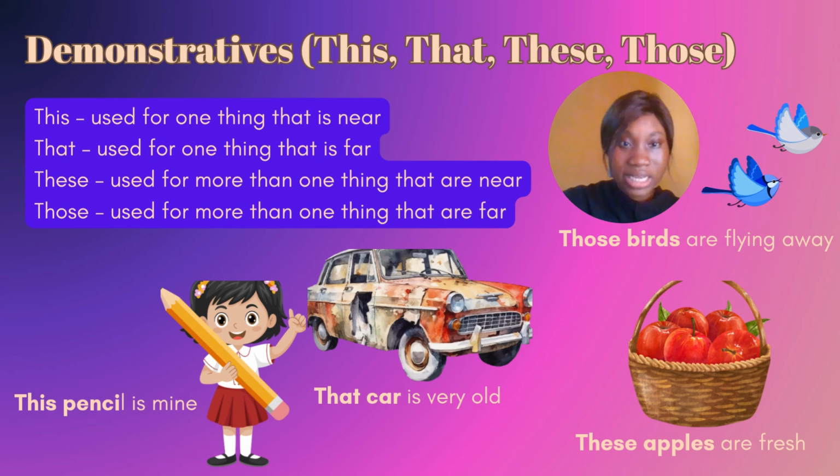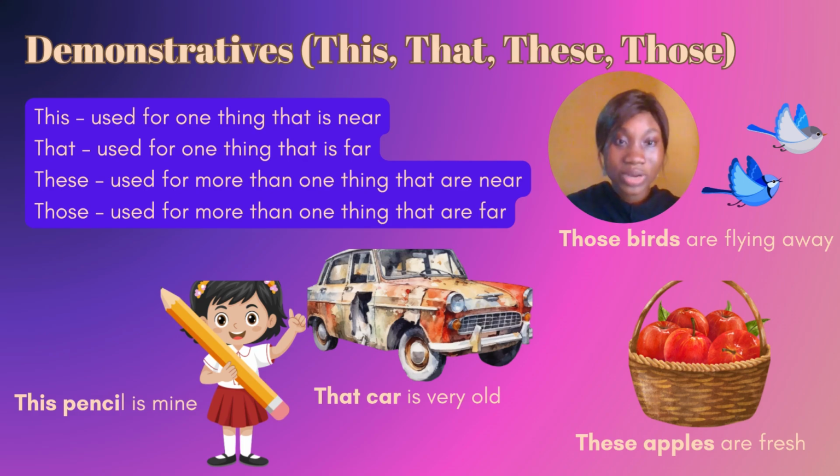Did you get that? So this is used for one thing that is near you, while that is used for one thing that is far from you. Then these is for more than one thing, okay, plural. So this is the plural form of this. So these is more than one that are near to you, and those is more than one that are far from you.